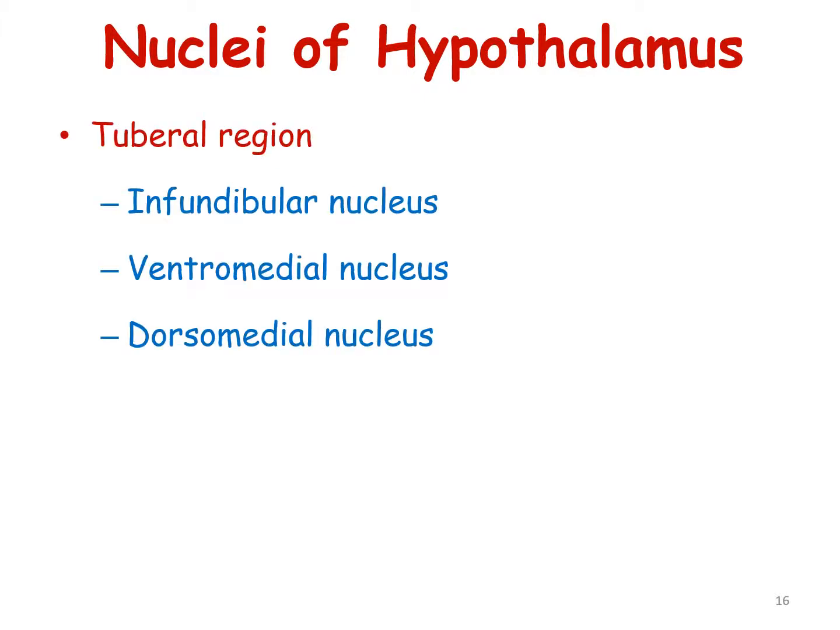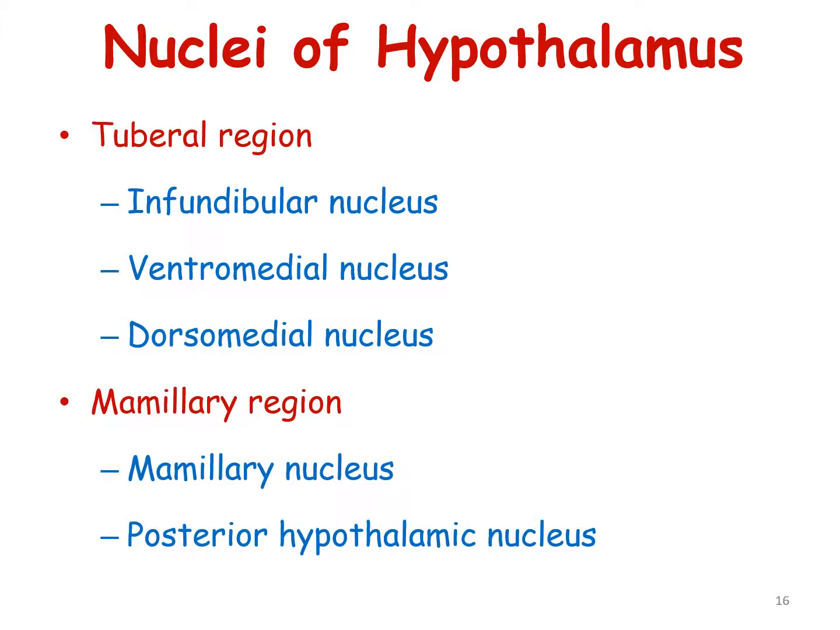Tuberal region consists of infundibular nucleus, ventromedial nucleus, dorsomedial nucleus. Mammillary region consists of mammillary nucleus, posterior hypothalamic nucleus.